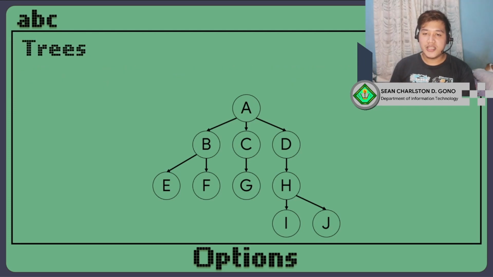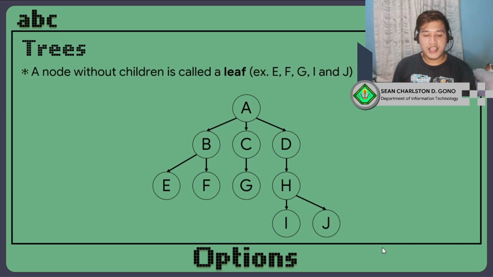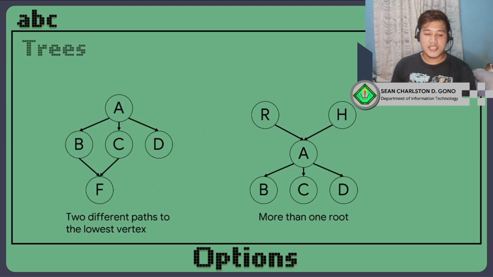So how about the parts of the tree that have no child? That is what we call a leaf. All the nodes that we can consider as leaves are E, F, G, I, and J because they don't have any child nodes. Let's continue.